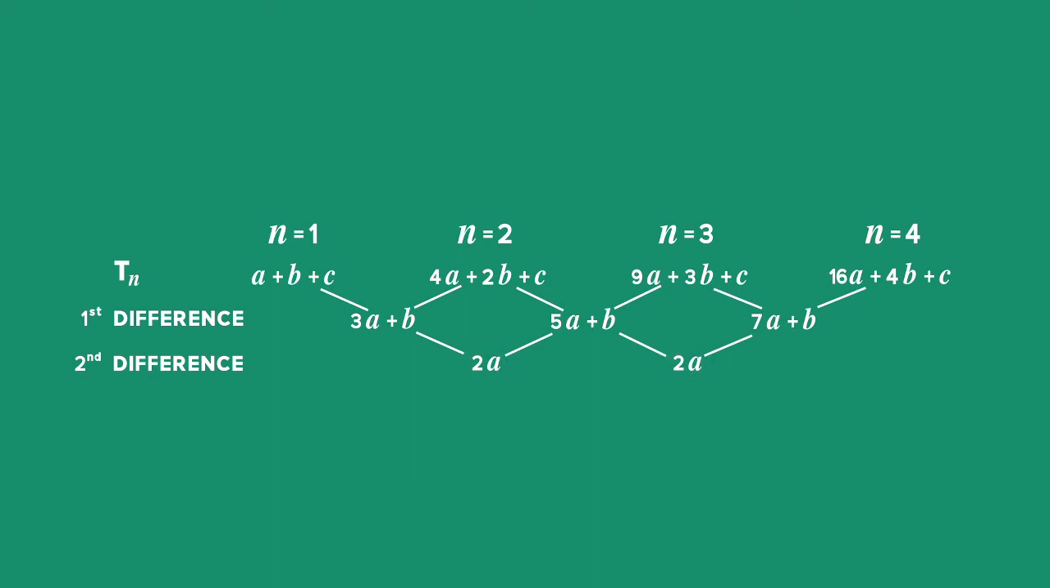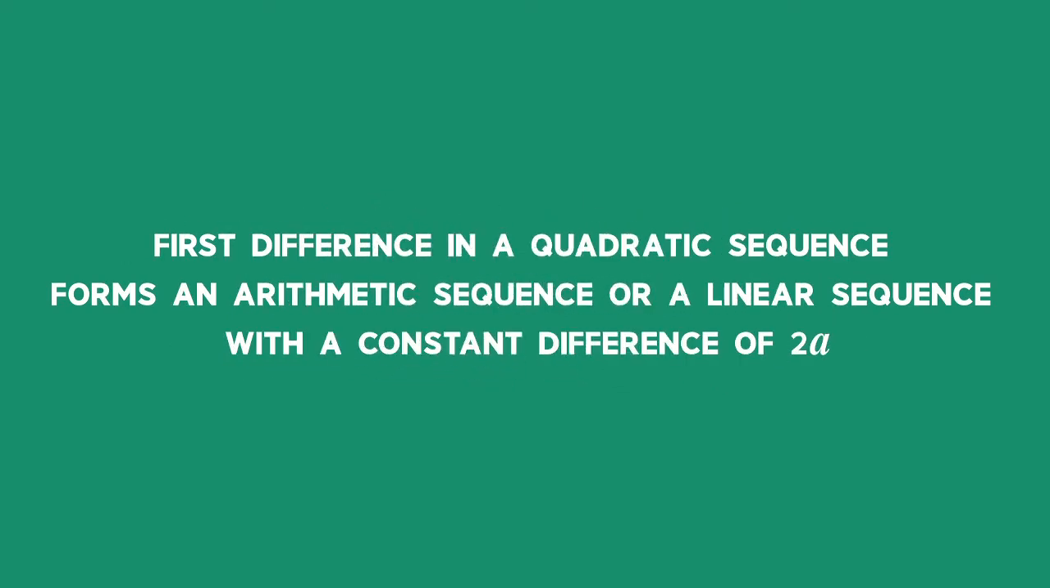This can then help you to determine the general term if you are given the numerical values for a specific quadratic sequence. What we've seen is that the first differences in a quadratic sequence form an arithmetic or linear sequence with a constant difference of 2a. Let's now use that to work out the general term for the sequence 2, 5, 12, and 23.